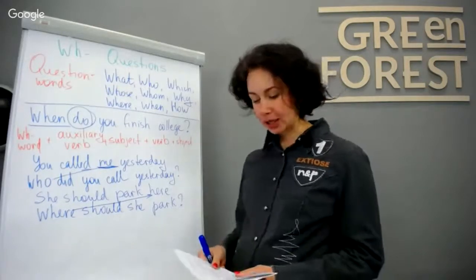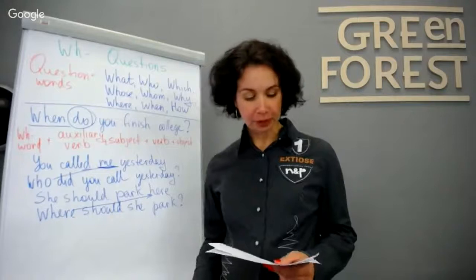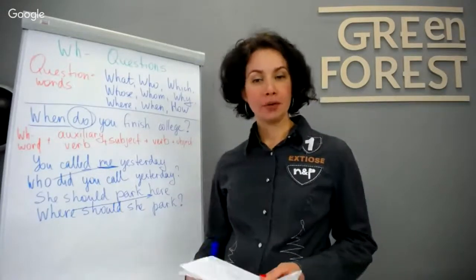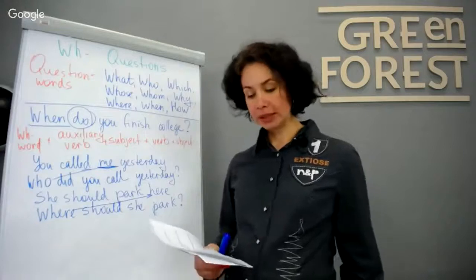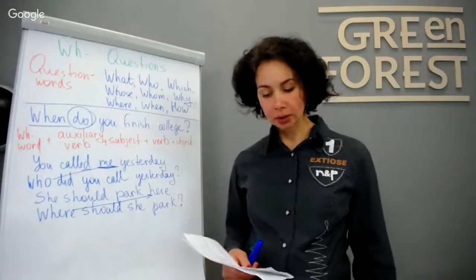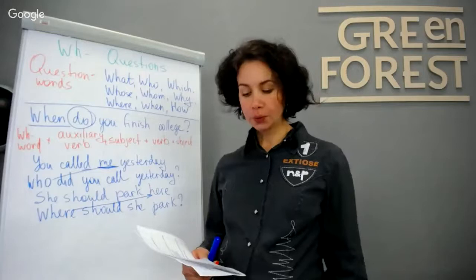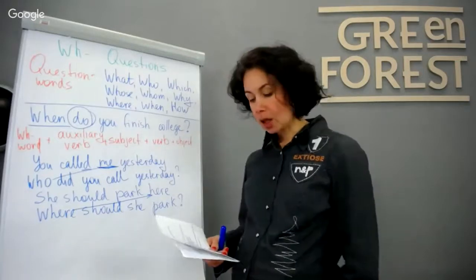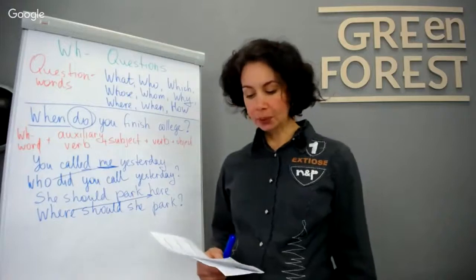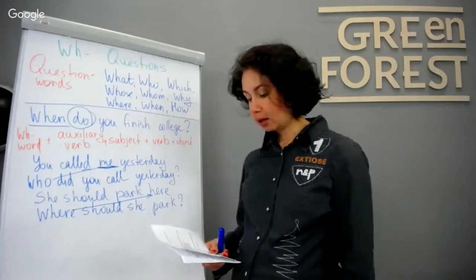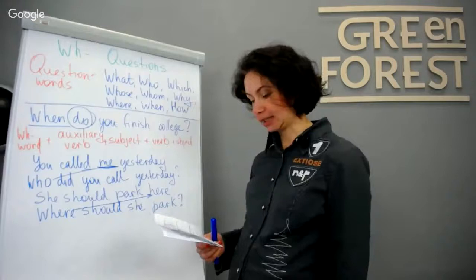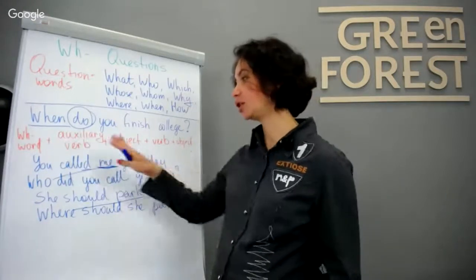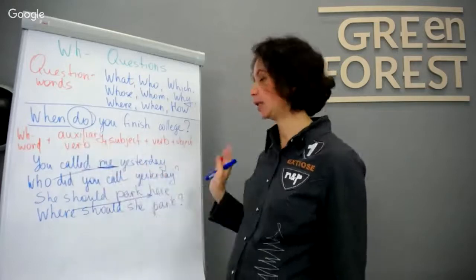This is how we create the WH questions. I can read you more examples. For example, when are you leaving? We have here the verb to be because it's present continuous. When are you leaving? Or where do you live? What has she done? Who would stay with? What have you decided? All of them follow the same structure.